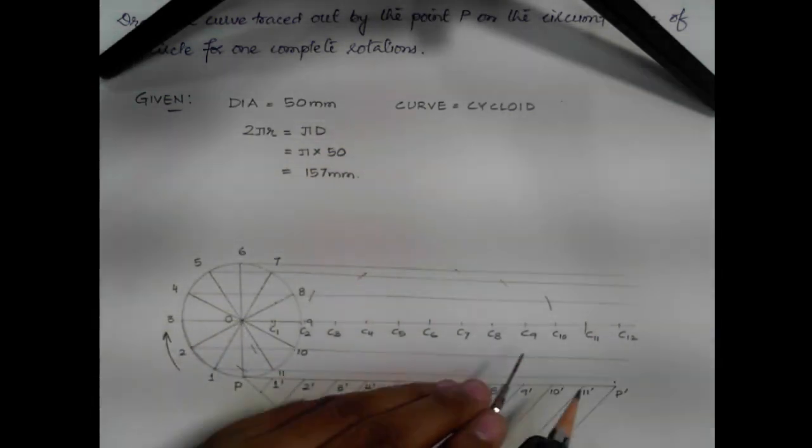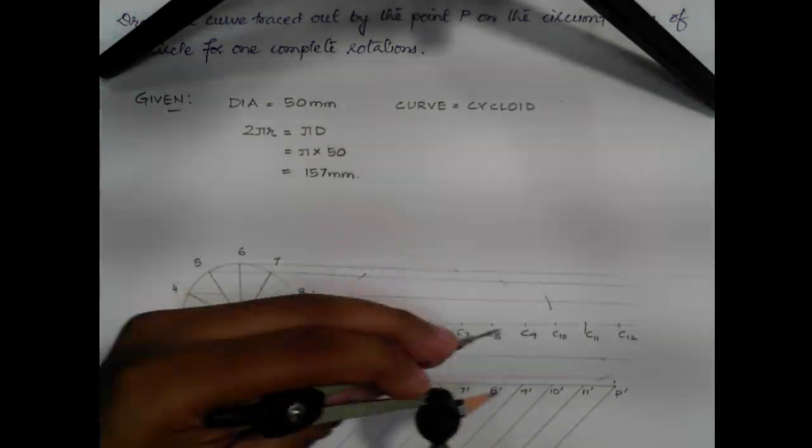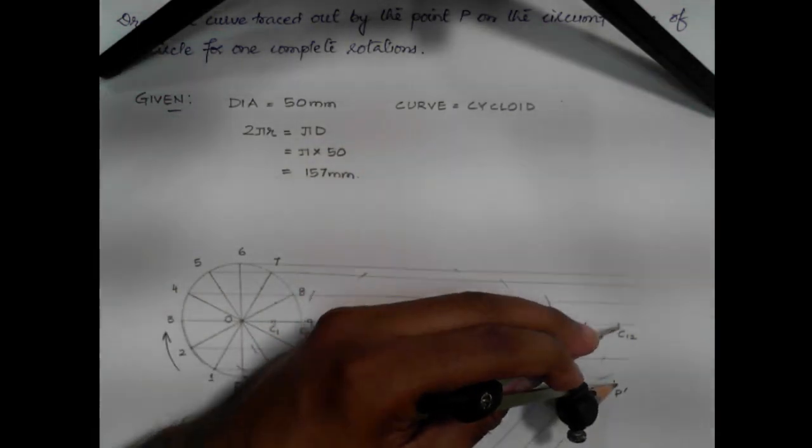O10, C10. See that the line passing through 10, you have to cut. O11, C11, cut. And O12 is nothing but the point P dash.